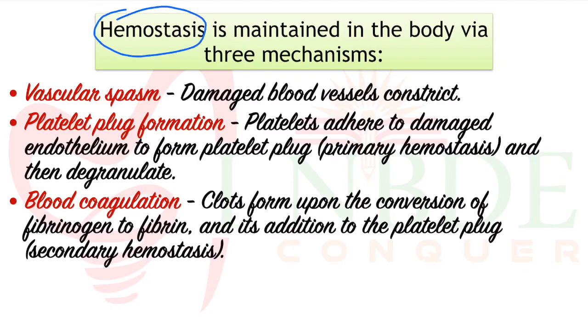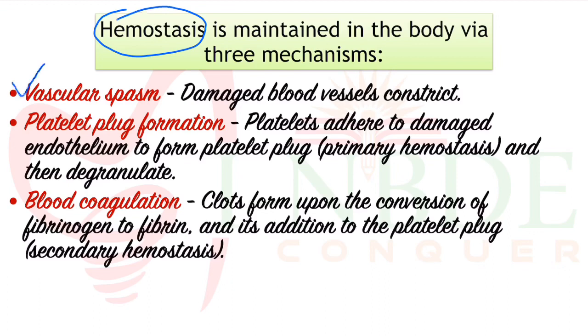Okay, so there are different mechanisms by which the blood is moving. Blood is not clotting. Whenever the blood comes out, it's going to clot because of the presence of clotting factors. But when the blood is in the blood vessels, it is not clotting. So what happens? There are three mechanisms by which the clotting process begins. First is vascular spasm.